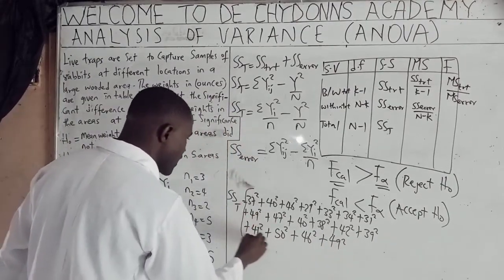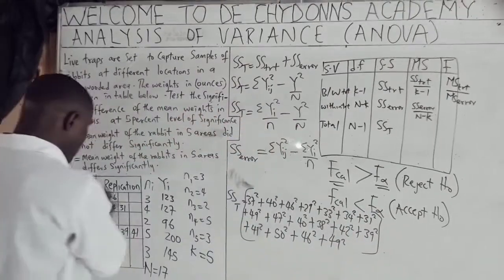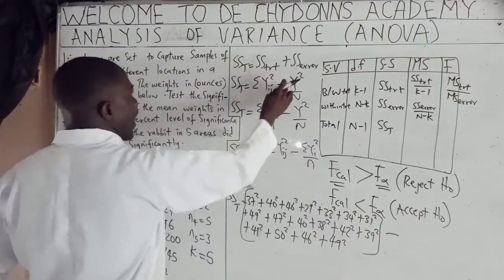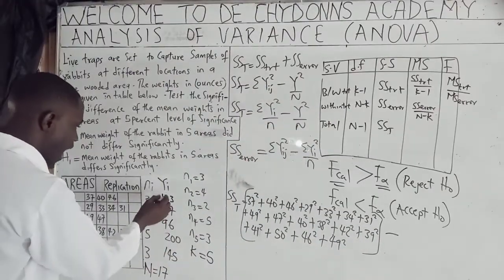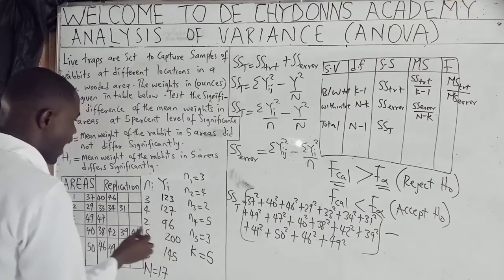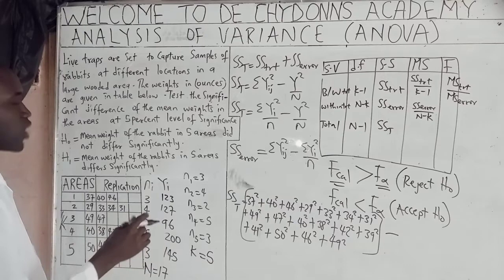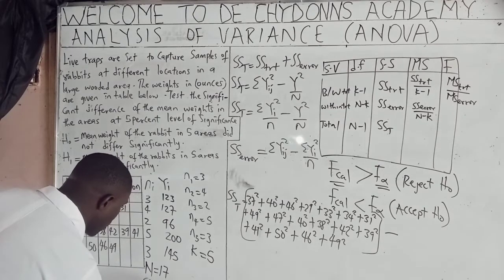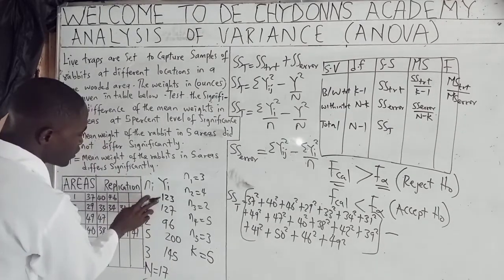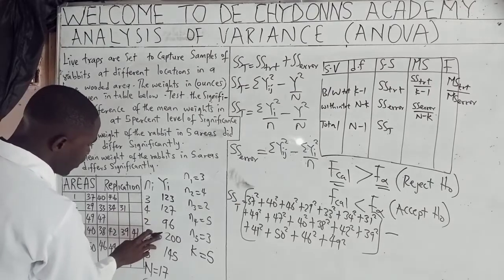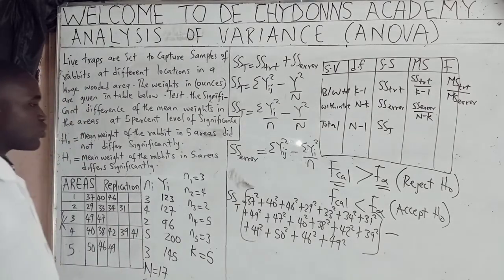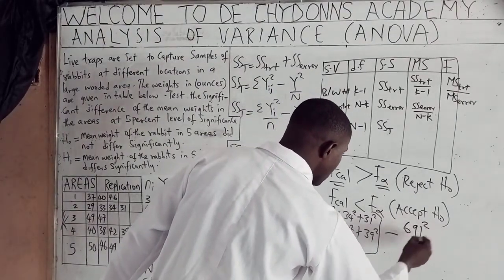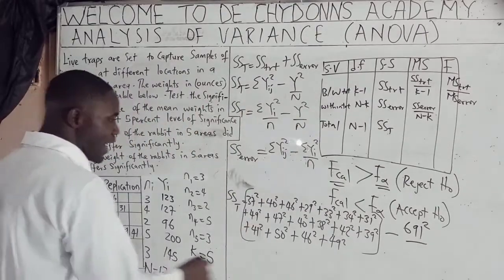Once you square every data you have here, you say minus y squared, which means I have to add up everything here. If I add them up, it gives me 691. I say summation of yi equals 691. That is 123 plus 127 plus 96 plus 200 plus 145, which is 691. Then 691 squared all over capital N, which is 17.